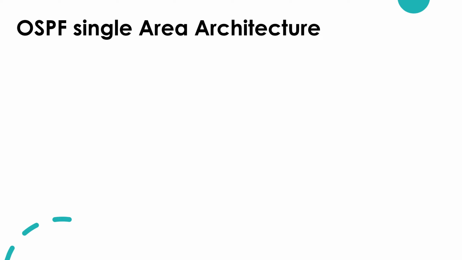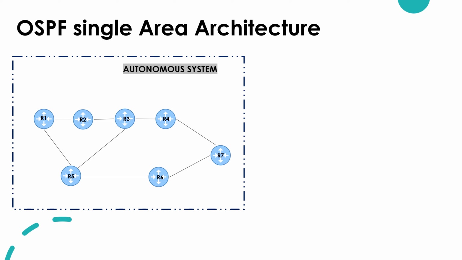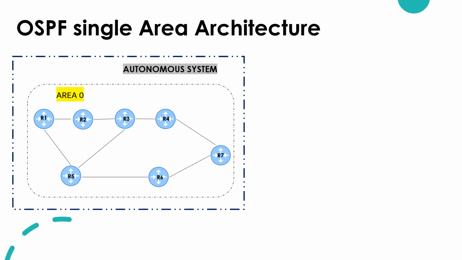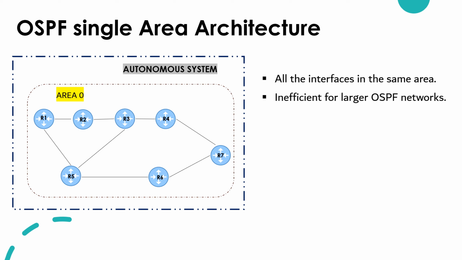OSPF can be effectively implemented in a small network without significant design consideration, as you can just enable OSPF on all the routers and place all the interfaces in the same area. Here I have such a network with 7 routers, and all interfaces you can see are placed in area 0. But a single area architecture is inefficient for larger OSPF version 2 networks.